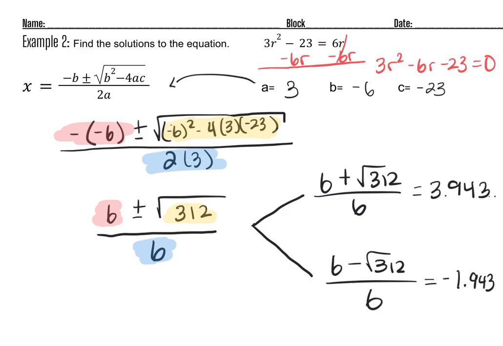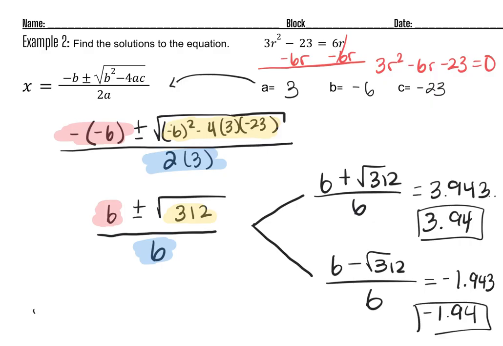After I separate into 2 equations, I can use my calculator to type in and get a solution. So I got 3.943, etc., which can be rounded to approximately 3.94. And -1.943, which could also be rounded to -1.94. So I am going to write my answer as a solution. x is equal to both -1.94 and 3.94.